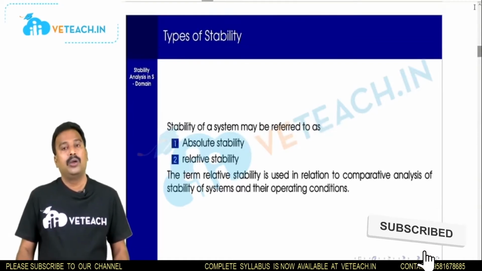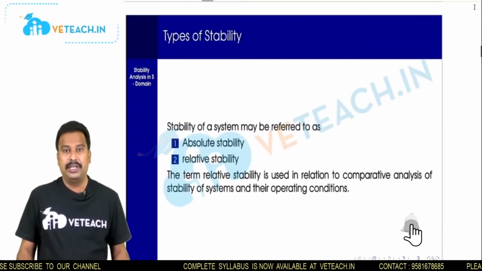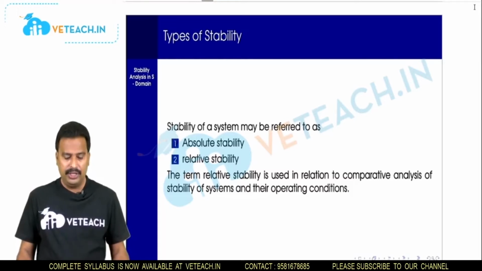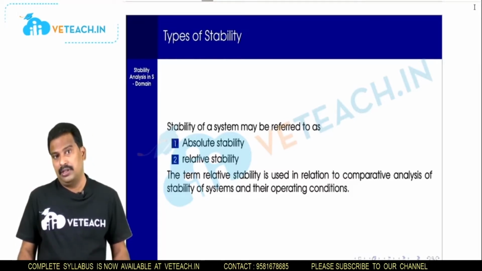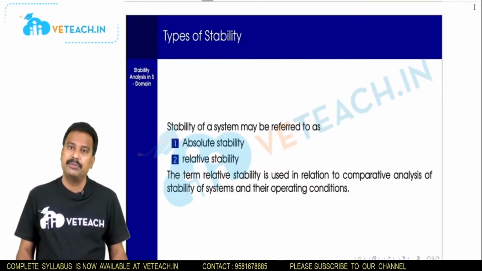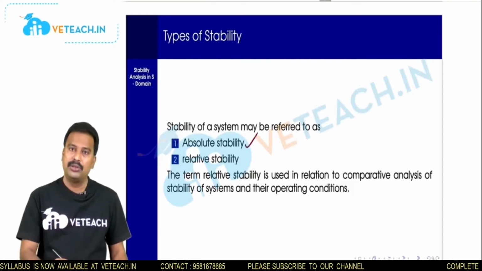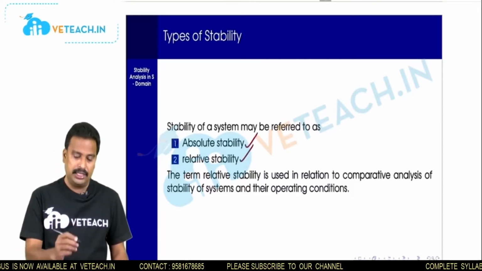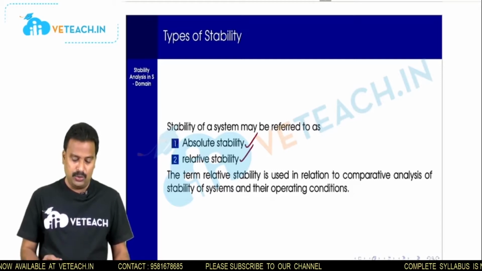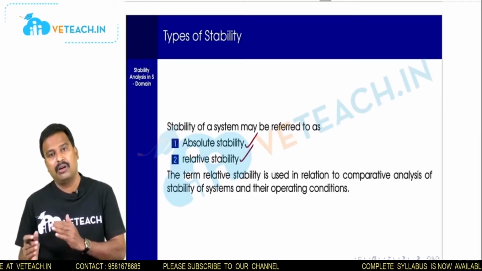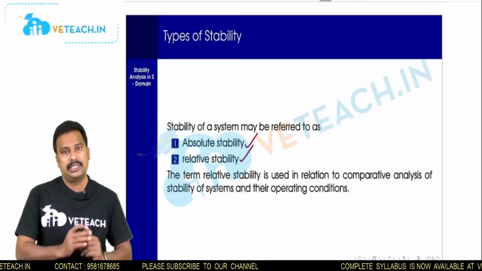Now let us see what are the types of stability. We talk about stability in terms of its relativeness and absoluteness. So the stability of a system may be referred in two types. One is absolute stability, another one is relative stability. The term relative stability is used in comparison with some other system.